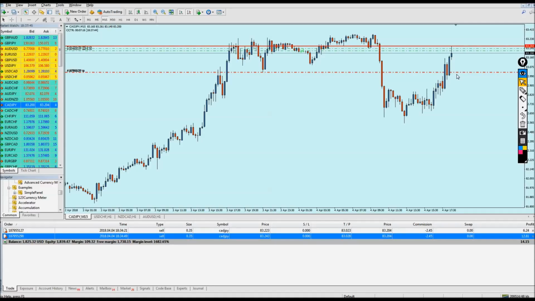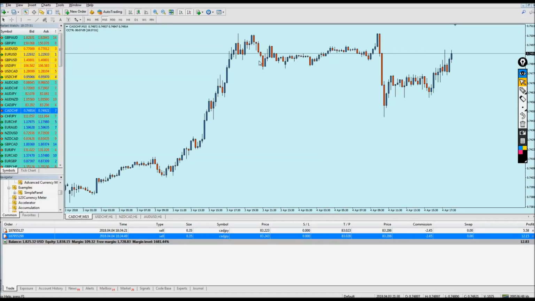I will not close this one. I will keep it running. Meantime, let us search more for setups. I am again, guys, on the 15-minute chart. Look at this now. Now we have here a breakout candle.